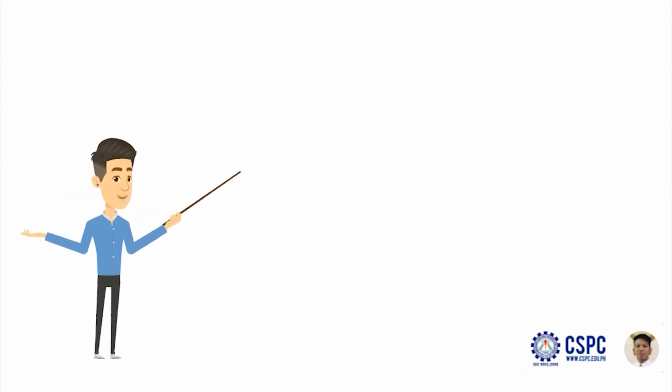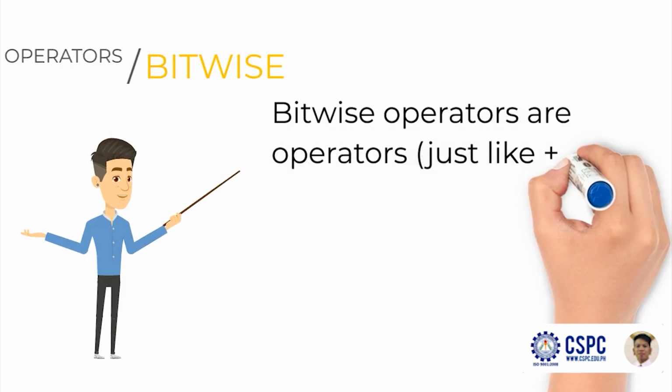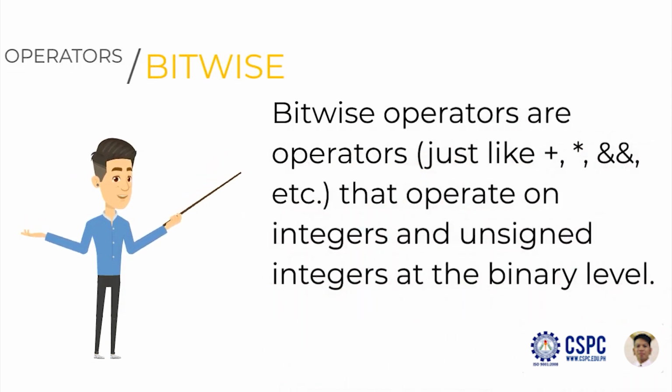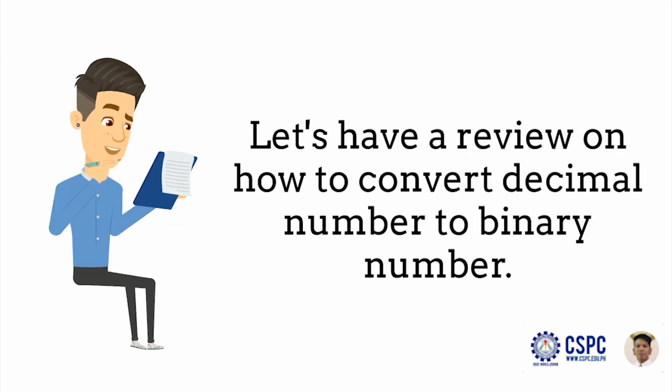Bitwise operators permit programmers to access and manipulate data at the bit level. Bitwise operators are operators that operate on integers and unsigned integers at the binary level. Let's have a review on how to convert a decimal number to a binary number. So how can we convert 75 into a binary number?